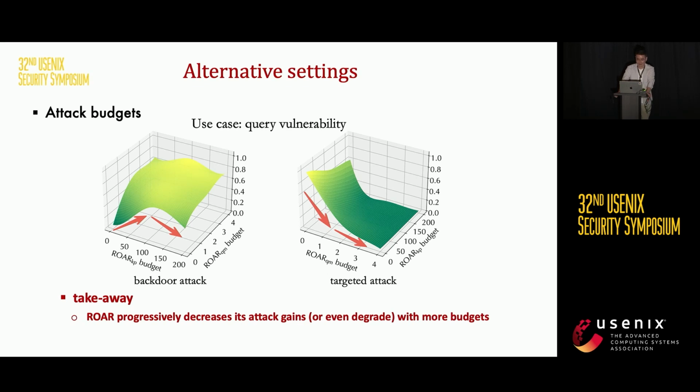You can see in the targeted attack, if we enlarge the available budget, the performance gain is decreasing. And also in the backdoor attack, a surprising thing is that if we increase the budget, the overall performance may even decrease. So we can conclude that it's not always beneficial to have more budget on the attack.